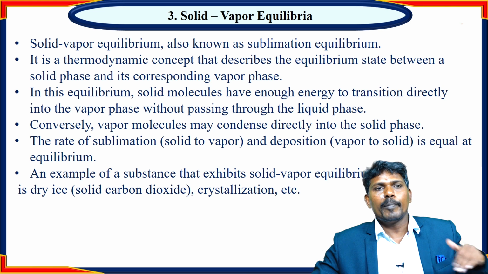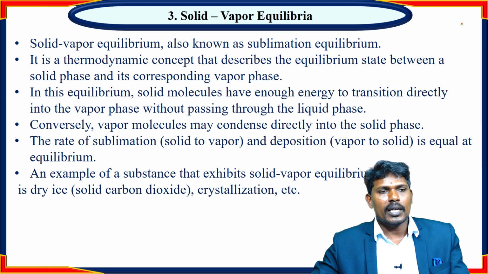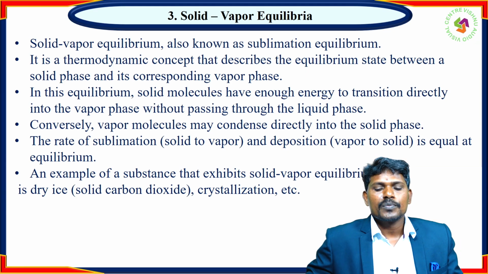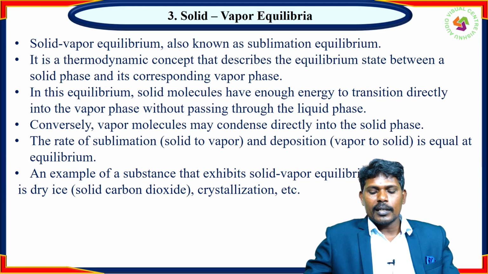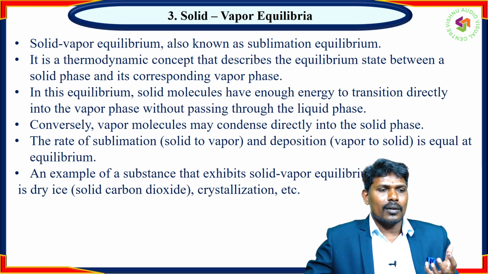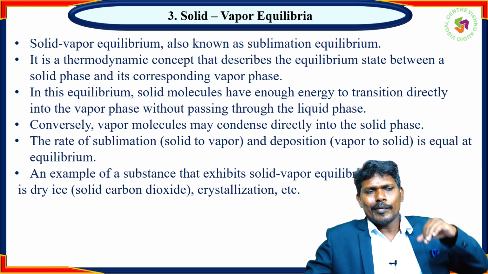The rate of sublimation and the rate of deposition, vapor to solid, are both in equilibrium. An example of a substance that exhibits solid vapor equilibrium is dry ice, solid carbon dioxide. These solid vapor equilibria are useful in crystallization, for example crystallization of salt, where the solid state is in equilibrium with the vapor.